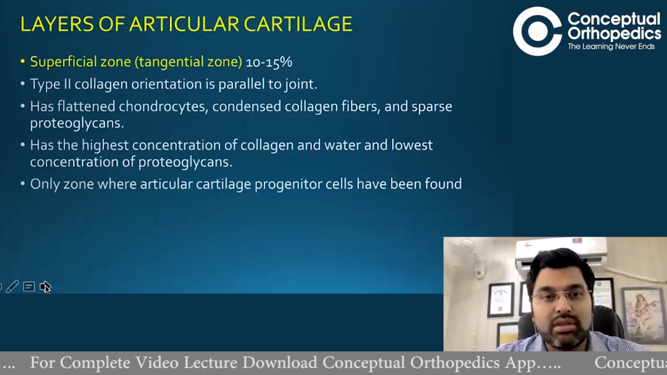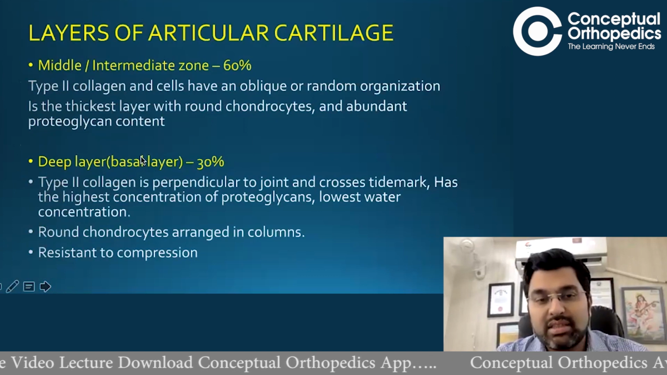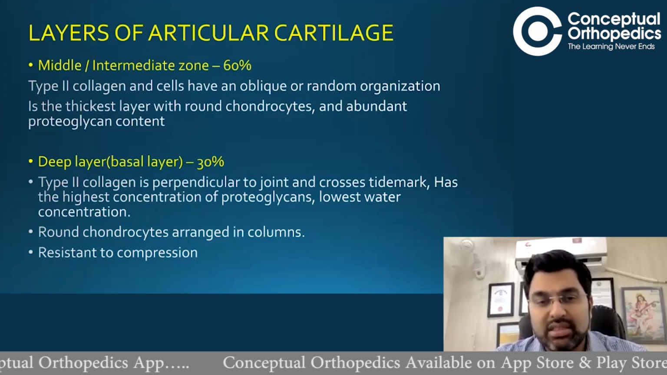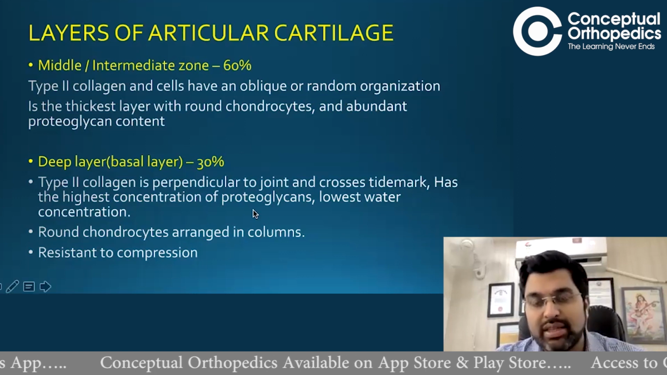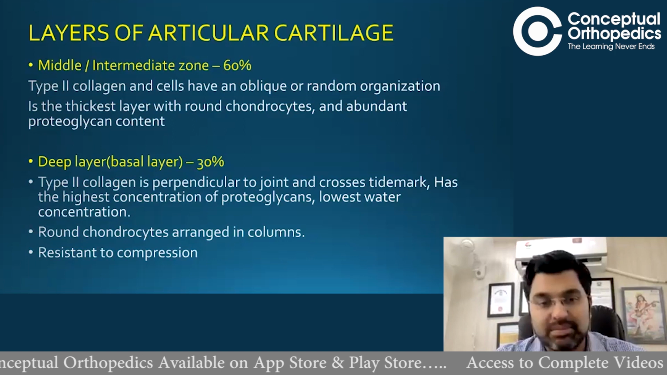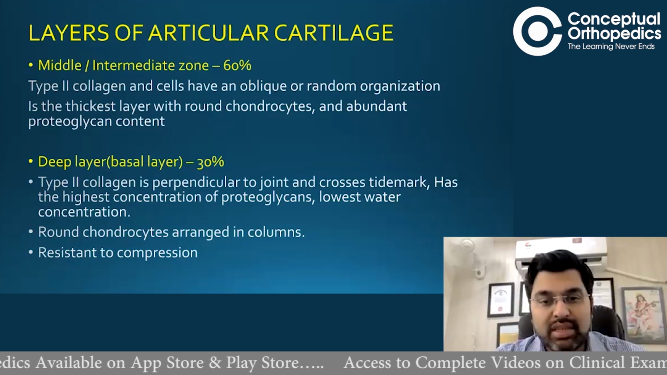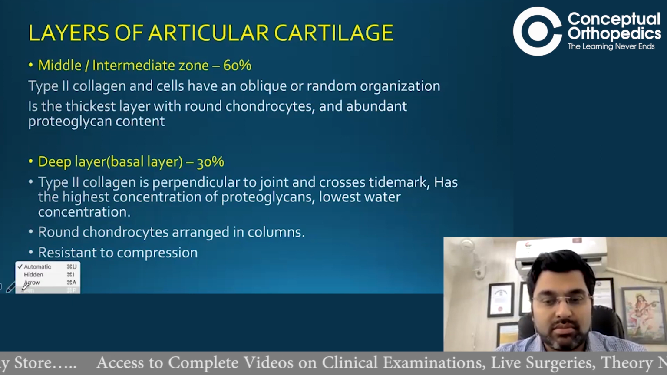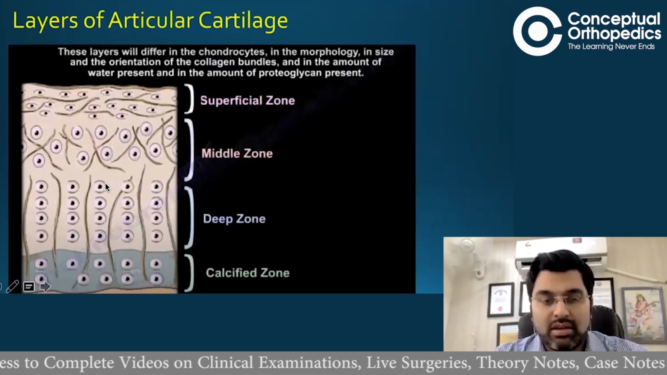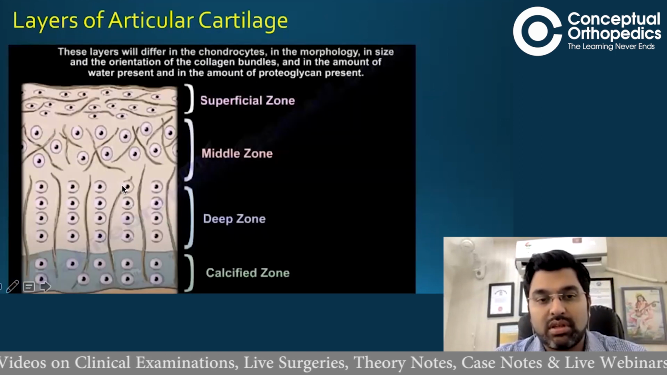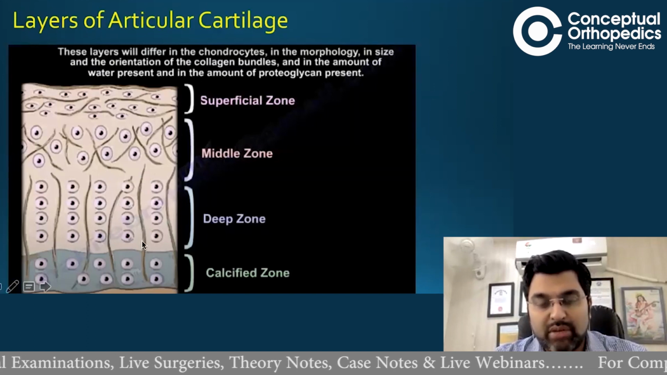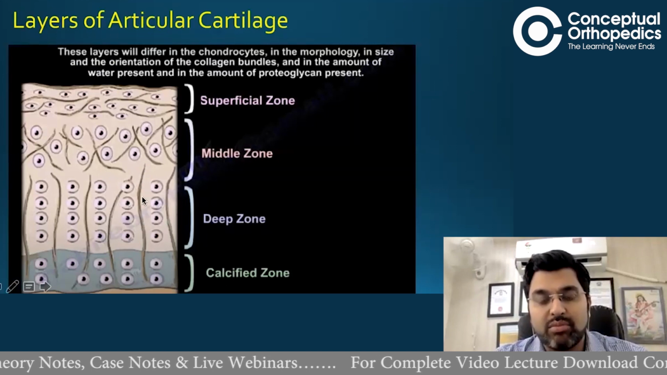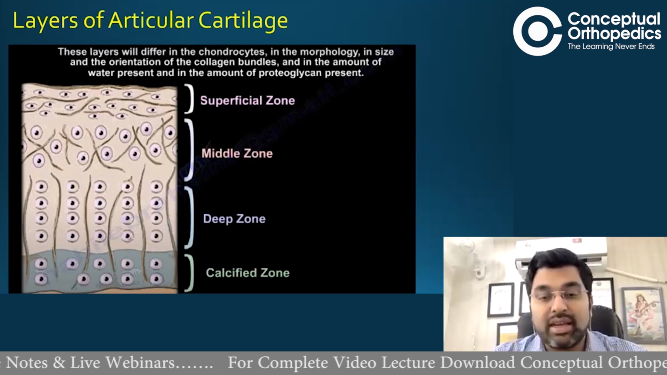We come to the deep zone, which is the basal layer. In this, the type 2 collagen is perpendicular to the joint, and it has the highest concentration of proteoglycan. So the proteoglycans increase as we go down, and water decreases. The chondrocytes are arranged in columns, and thus it is resistant to compression. The collagen is perpendicular to the cartilage surface, and there is high proteoglycan content and less water content.